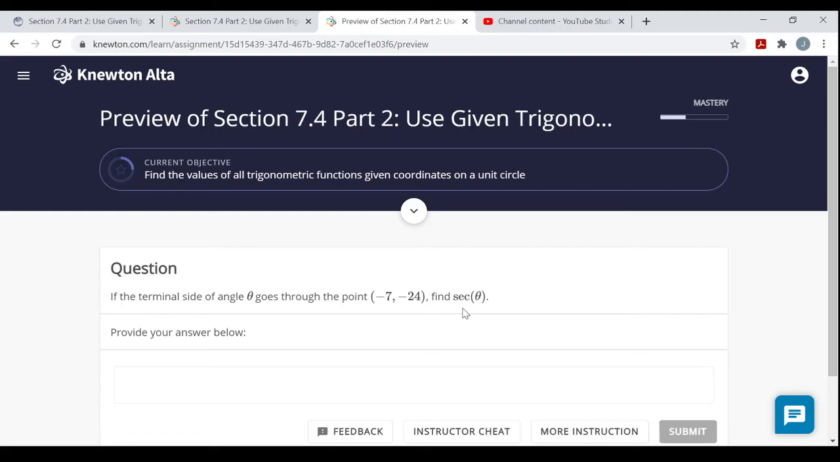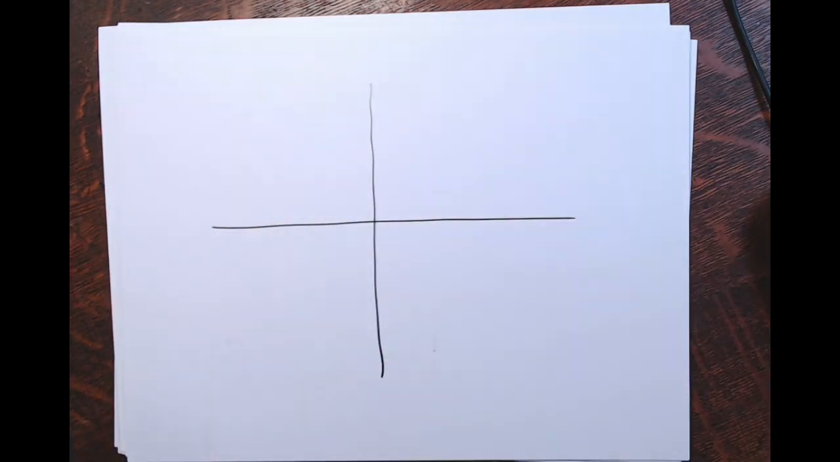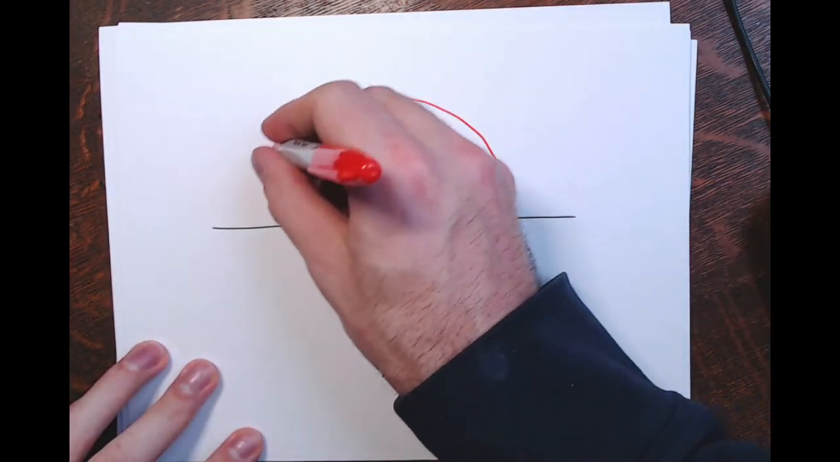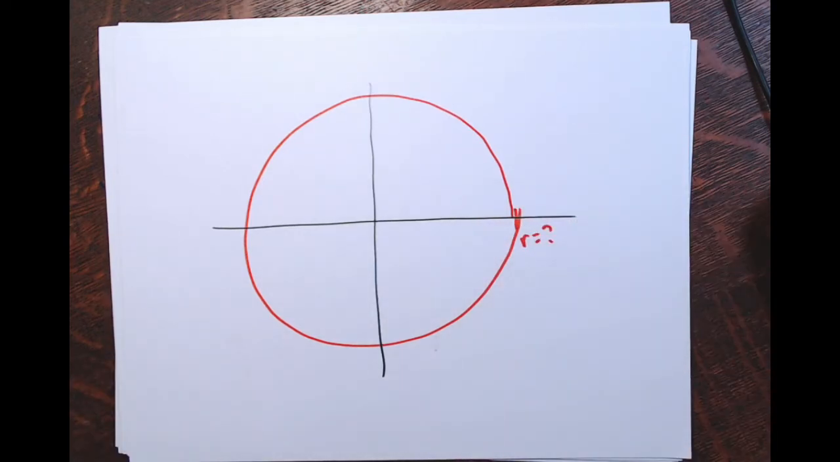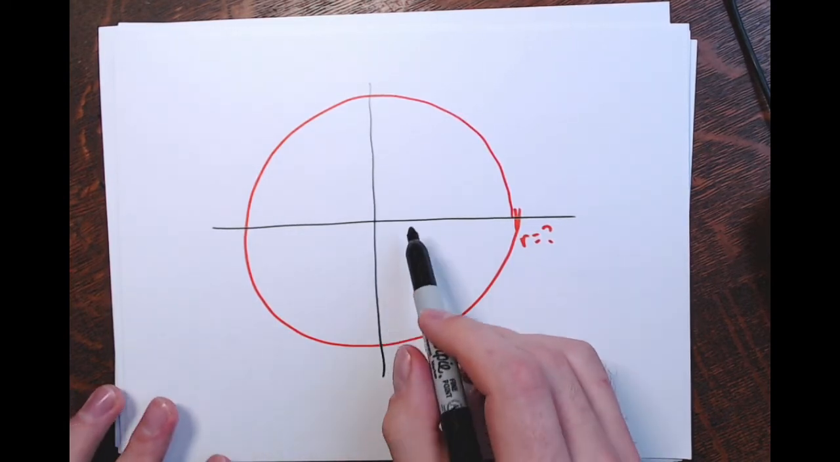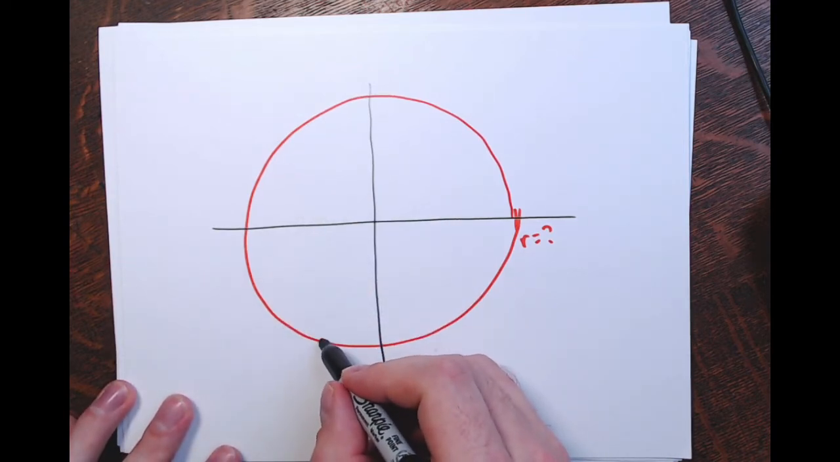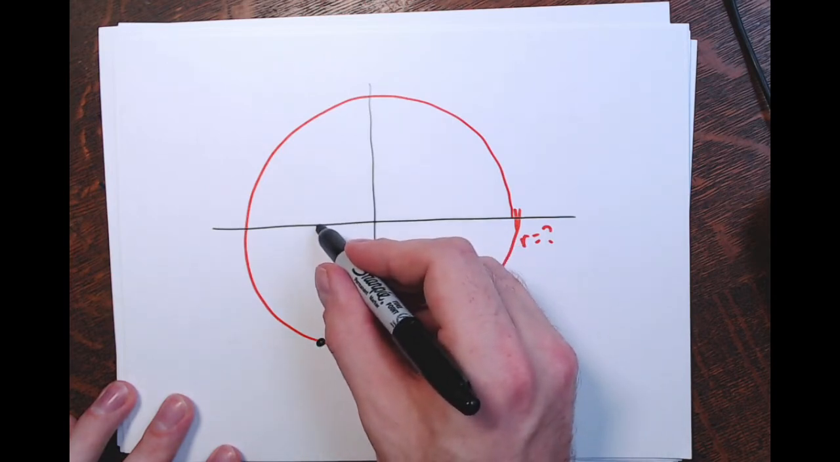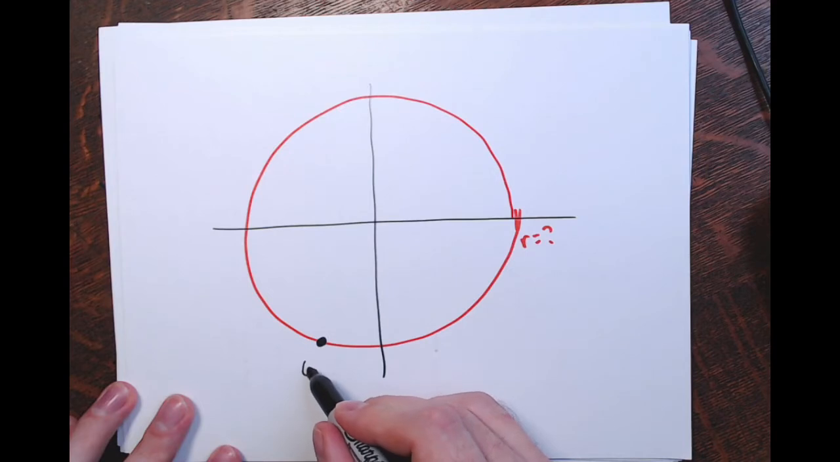So I'll draw this one more time. Notice how repetitive I am. I do the same thing. So here's some circle centered at the origin with an unknown radius. Again, not the unit circle every single time. I'm drawing an angle that is going to end in quadrant 3. I want it to go through the point, let's say it's here, -7, -24. Let's say that point is here on this circle with the unknown radius.